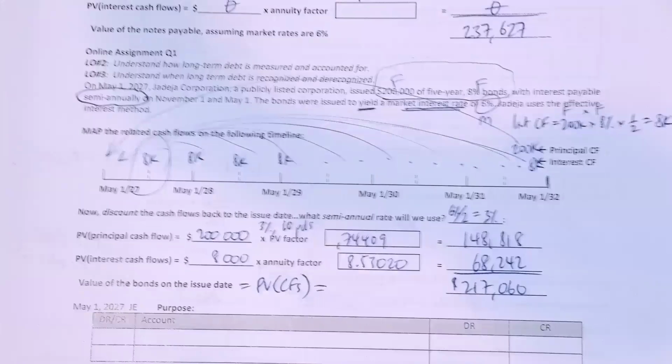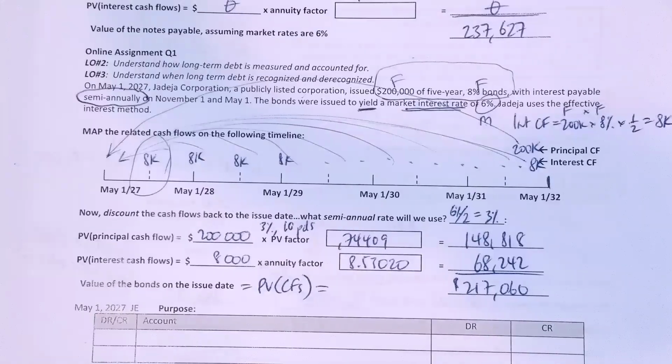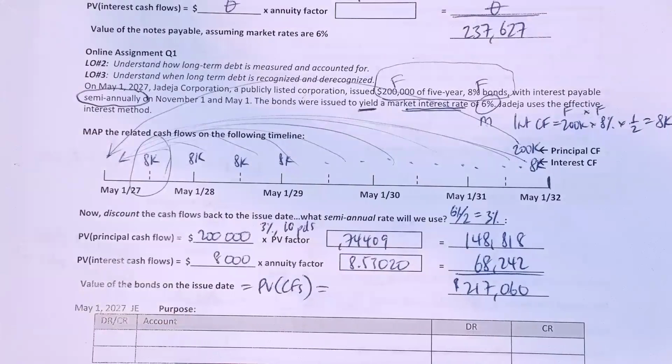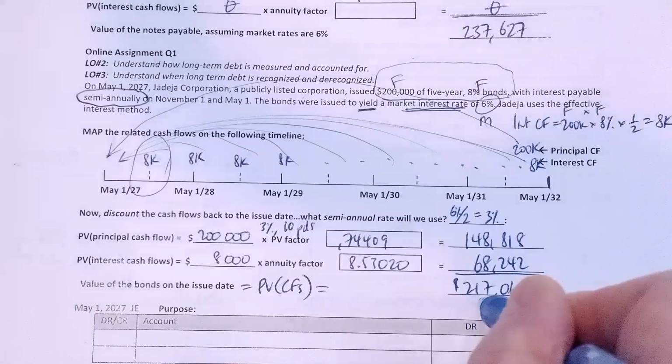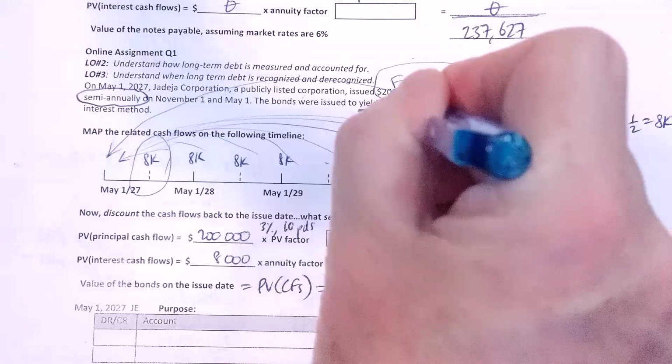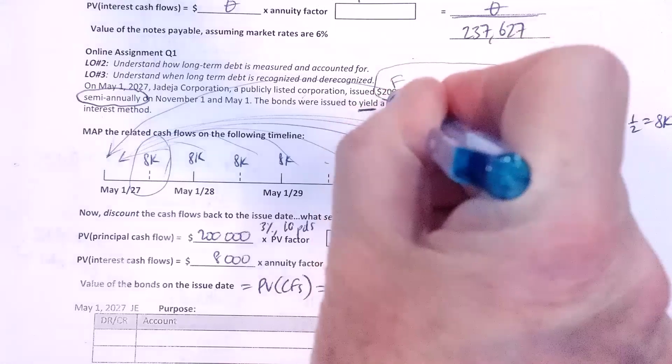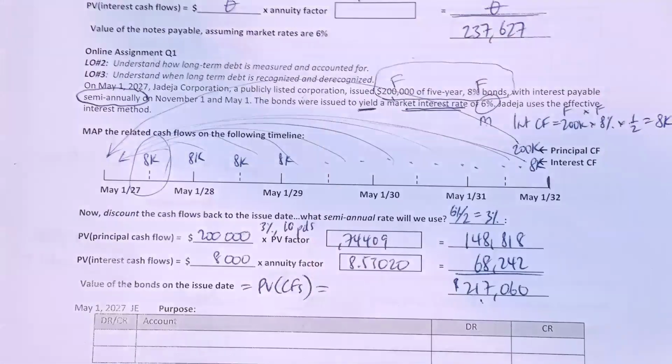Was this bond issued at a premium or a discount? Yes, at the back. Yeah. It is at a premium. How did you know it was a premium? Yeah, because 217 is higher than the face of 200. That's the premium. The premium is 17,060, right? This bond was issued at a premium.